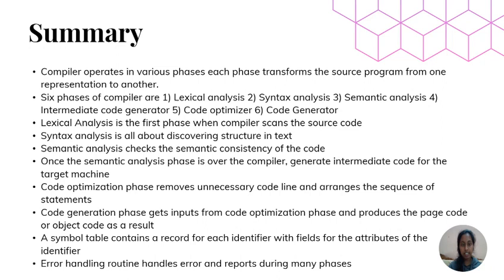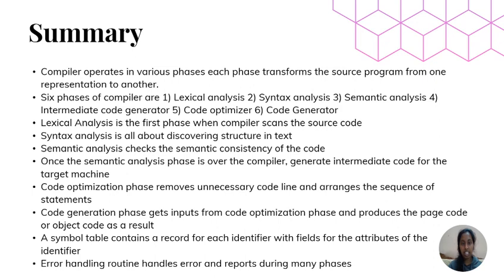A compiler operates in various phases. Each phase transforms the source program from one representation to another. The six phases of the compiler are lexical analysis, syntax analysis, semantic analysis, intermediate code generator, code optimizer, and code generator. Lexical analysis is the first phase, where the compiler scans the source code. Syntax analysis is all about discovering the structure of the text. Semantic analysis checks the semantic consistency of the code.